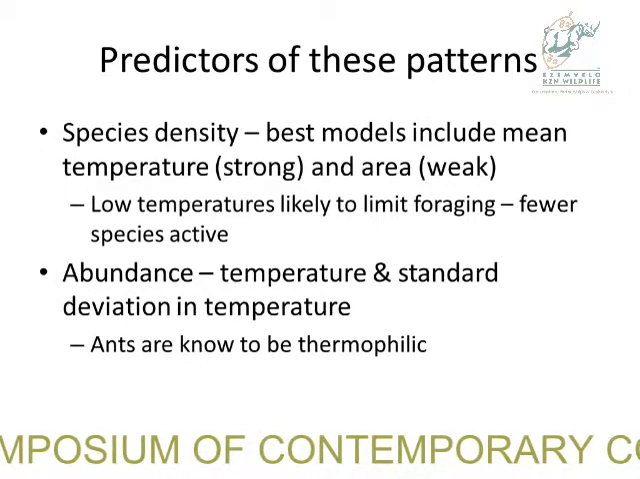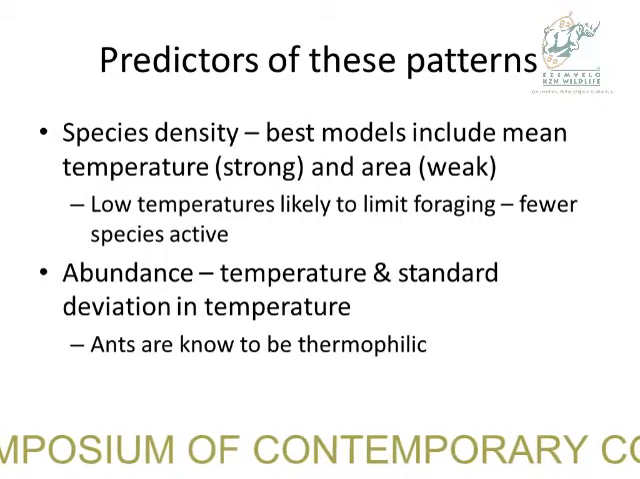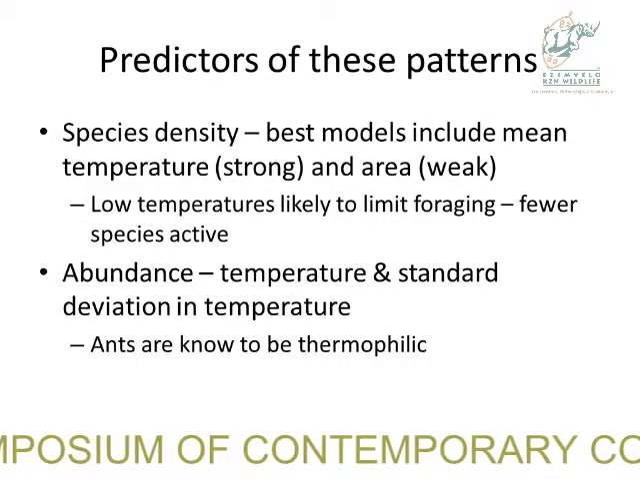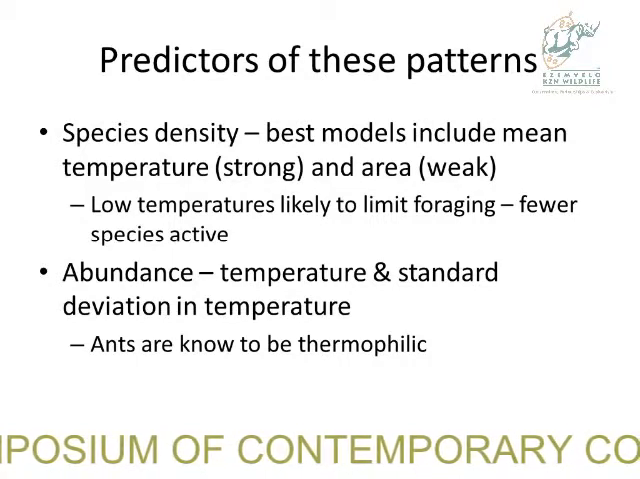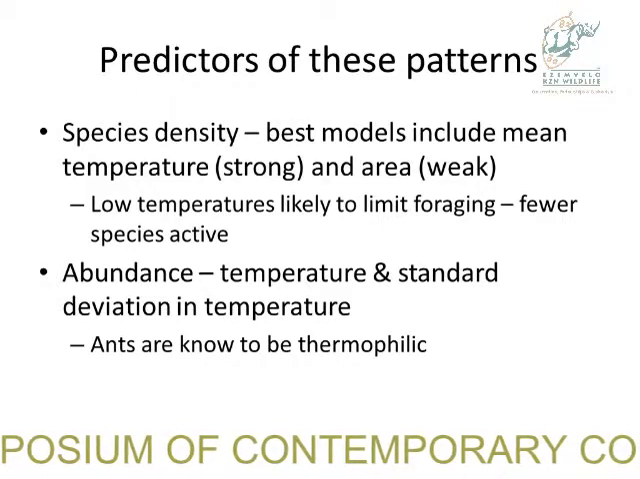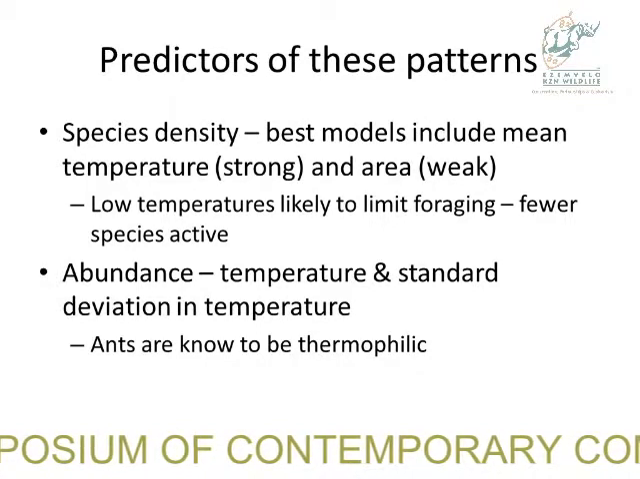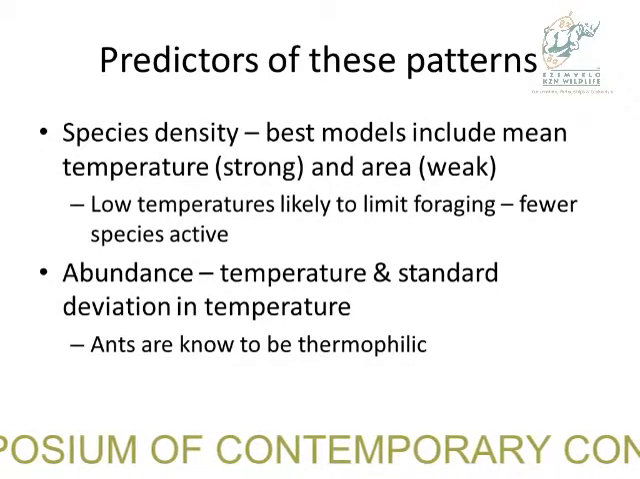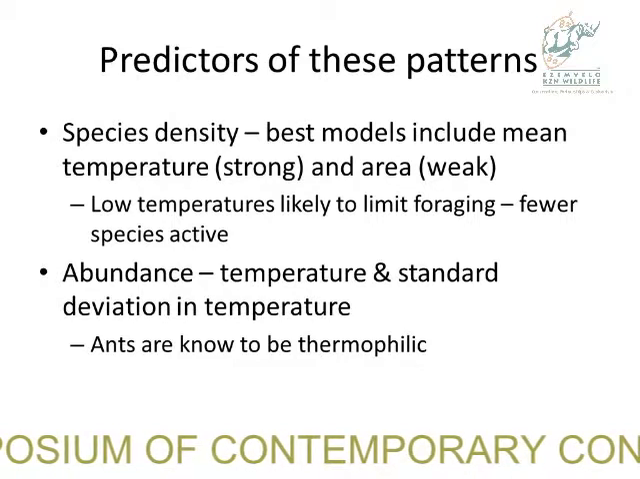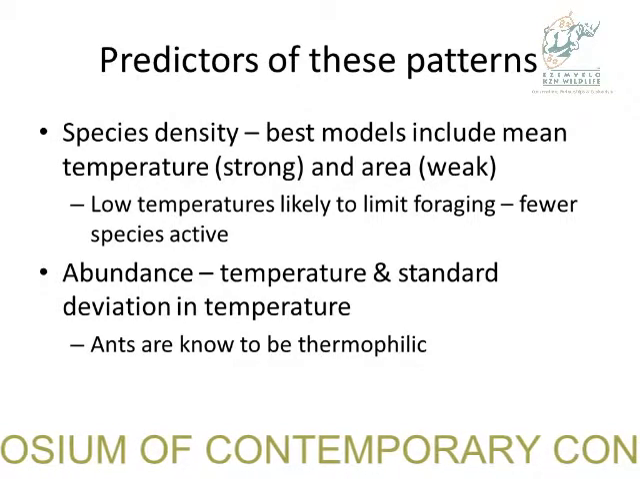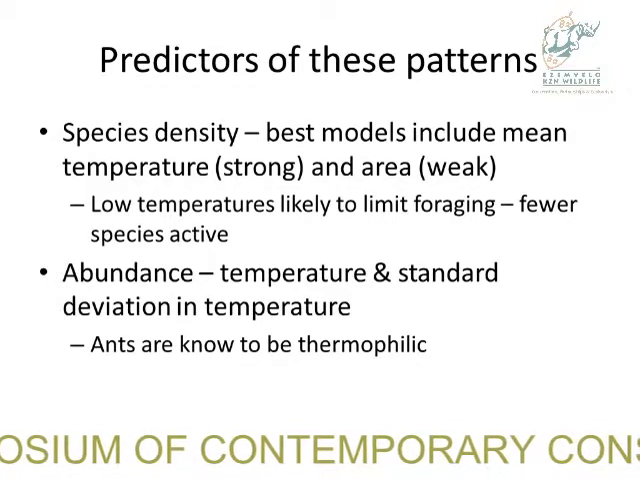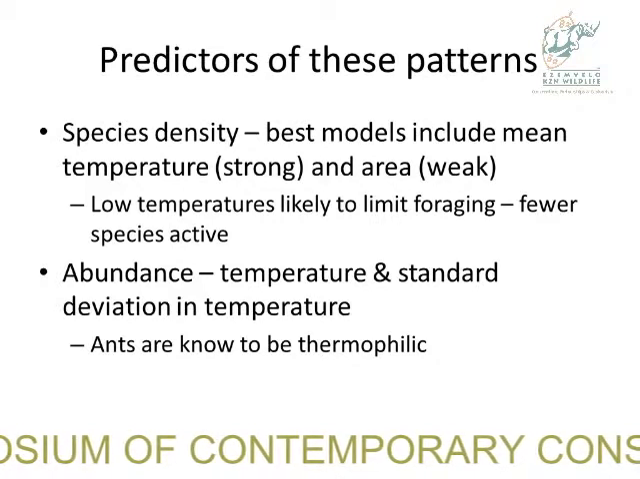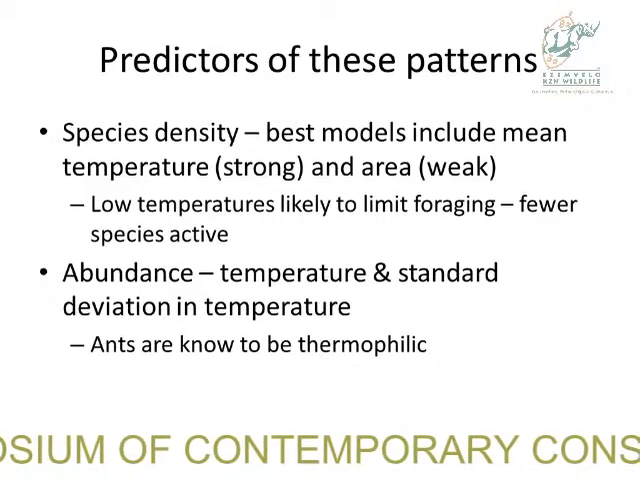We get, for species density, the best models we find included mean temperature being quite a strong predictor, and area, amount of area at a particular altitude, being a weak predictor. So the interpretation is that low temperatures are likely to limit foraging, and we find fewer species active during lower temperatures. In terms of abundance, temperature and standard deviation in temperature were the best predictors. We know that ants are known to be thermophilic, so they prefer warm periods, rather warm temperatures.